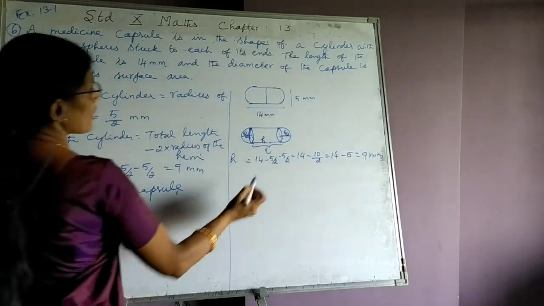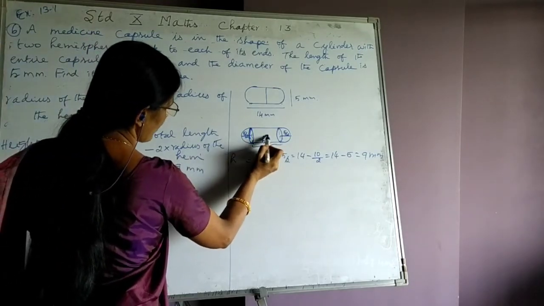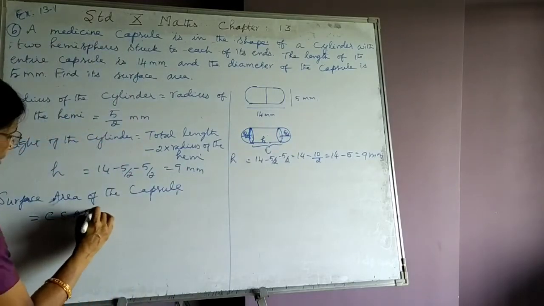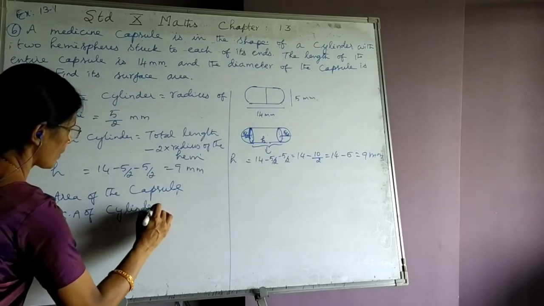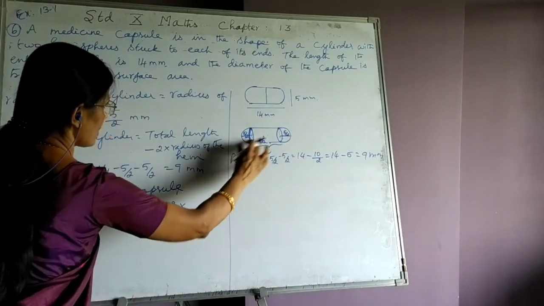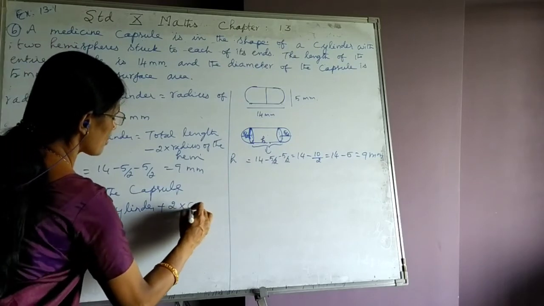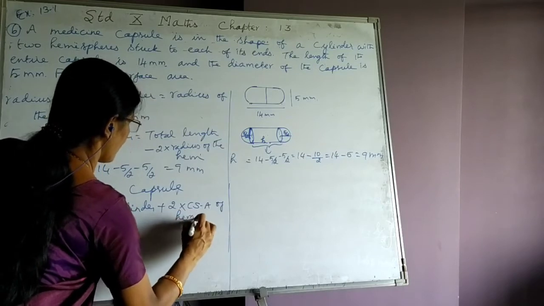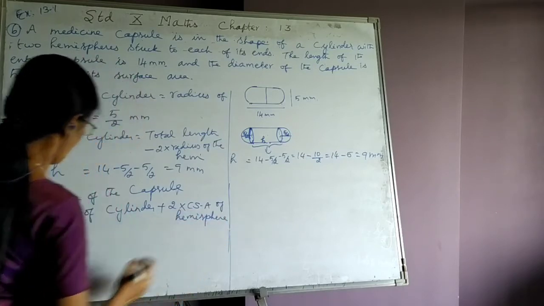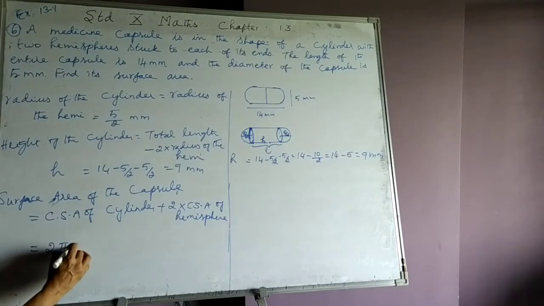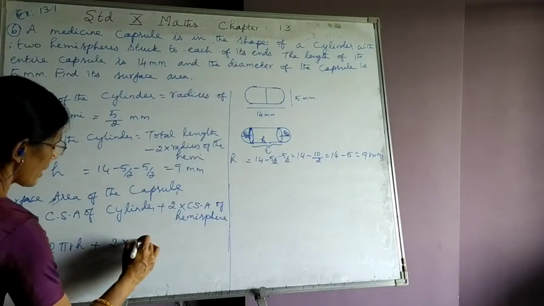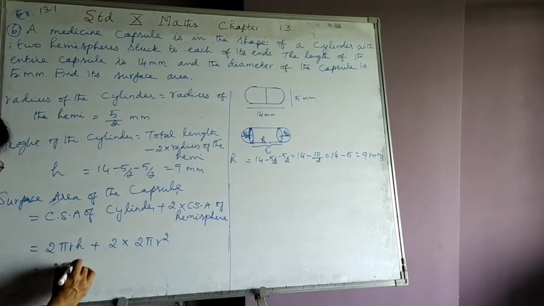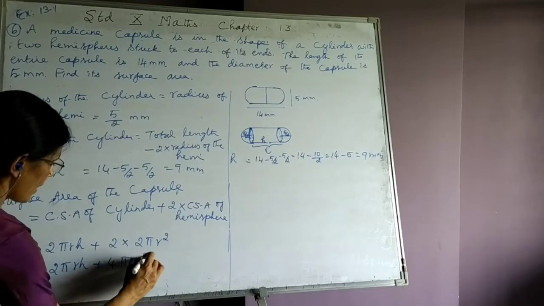equal to CSA of the hemisphere plus CSA of the cylinder plus CSA of the hemisphere. So I write CSA of cylinder plus 2 times, because the hemispheres are identical, 2 into CSA of hemisphere. CSA of the cylinder is 2 pi RH and CSA of the hemisphere is 2 pi R square, which is 2 pi RH plus 4 pi R square.